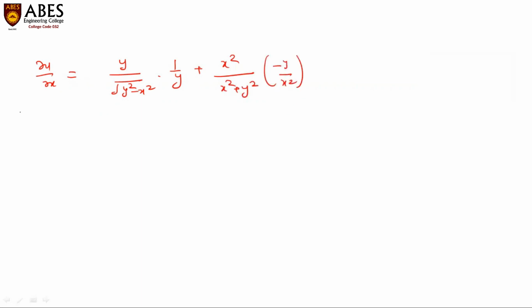Now multiply del u del x by x. So what we'll get? We can cancel y here and we can cancel x square here. So multiplying del u del x by x, we will get x by under root y square minus x square minus xy divided by x square plus y square.